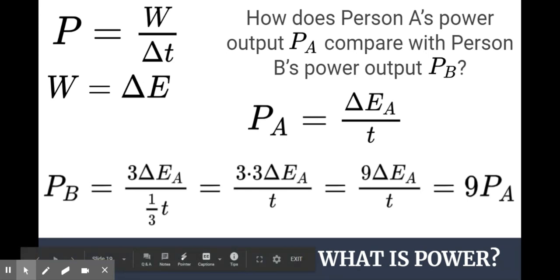Anytime you're dividing by a fraction, you can just multiply by the reciprocal. So we have 3 multiplied by the reciprocal of 1/3, which is 3. 3 times 3 is 9. Now if you compare right here, this part of this equation is the same as this right here. And this happens to be the power output of person A. Therefore, I can simply substitute this part of the equation with the power output of person A. So the power output of person B is equal to 9 times the power output of person A. That's how they compare to each other.